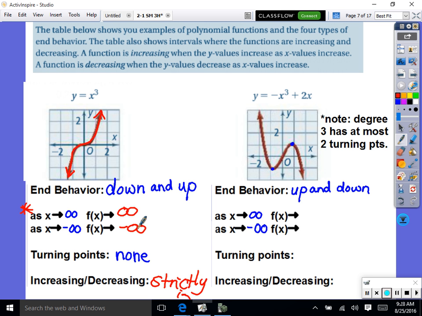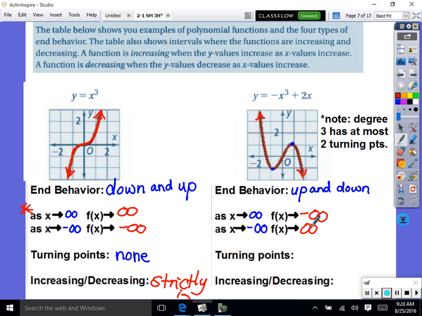All right. Now looking over here, this is an example of up and down end behavior. So it has opposite end behavior, up and down. This is another example of a cubic. So we're looking at y equals negative x cubed plus 2x. This is end behavior up and down. And then as x is approaching positive infinity, where's my function approaching? Negative infinity. As x is approaching negative infinity, f of x is approaching positive infinity. Now this is a degree 3 with 1, 2 turning points, right, everybody? 2 turning points.